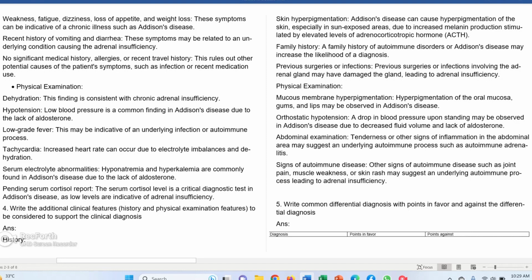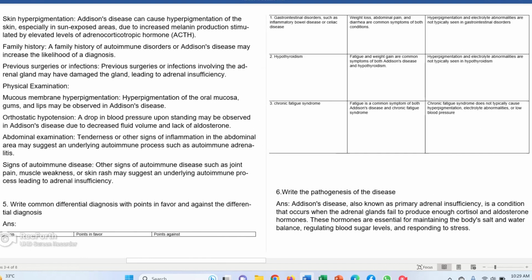Write the common differential diagnoses with the points in favor and against. So the first differential diagnosis will be gastrointestinal disorder such as inflammatory bowel disease or celiac disease. The points in favor are weight loss, abdominal pain and diarrhea, which are common symptoms in both conditions. Hyperpigmentation and electrolyte abnormalities are typically not seen in gastrointestinal disorders.